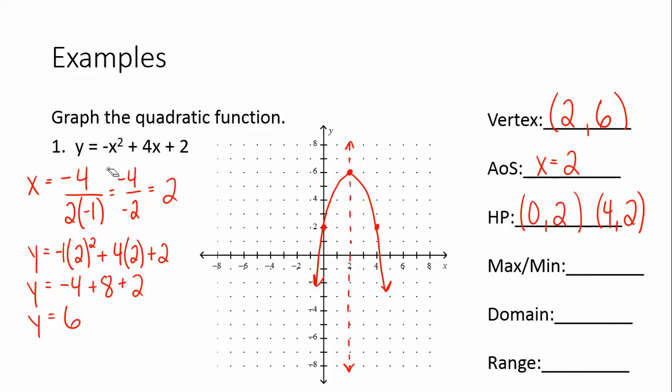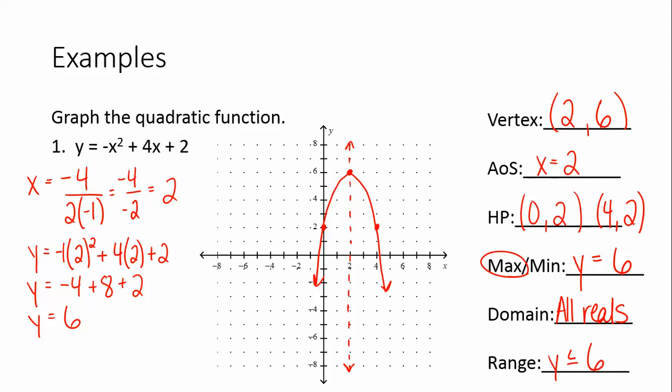So now we need to talk about the max, the min, the domain, and the range. Here we have a maximum, we have a highest point on the graph. Remember, we use that y value of the vertex. So the maximum occurs at y equals 6. The domain for all parabolas is all reals. And the range, we use the maximum value or the minimum value. We're talking about all the values that are less than or equal to 6.